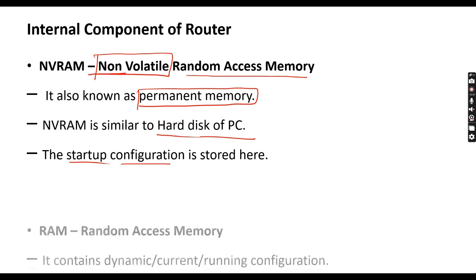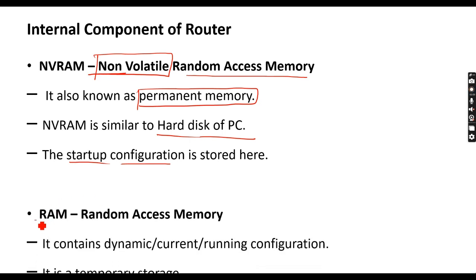Last but not least, you have RAM. RAM is your random access memory, and everybody knows that it contains the dynamic, current, or running information. It contains the current configuration, or running configuration, and it is a temporary memory. It's very important to understand that RAM is temporary storage, just like in your PCs.